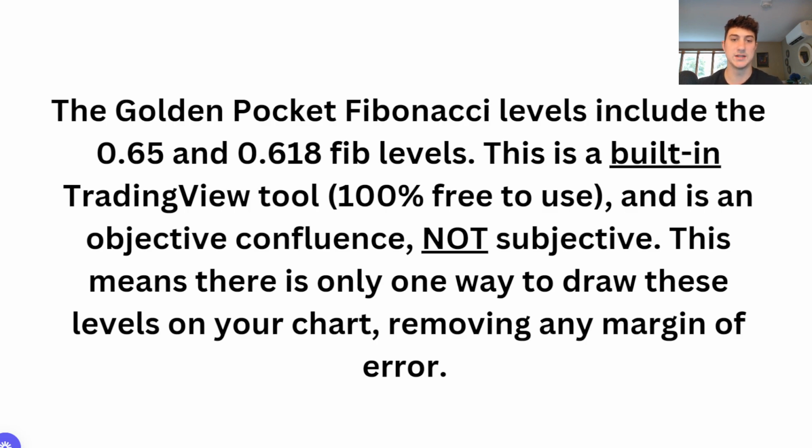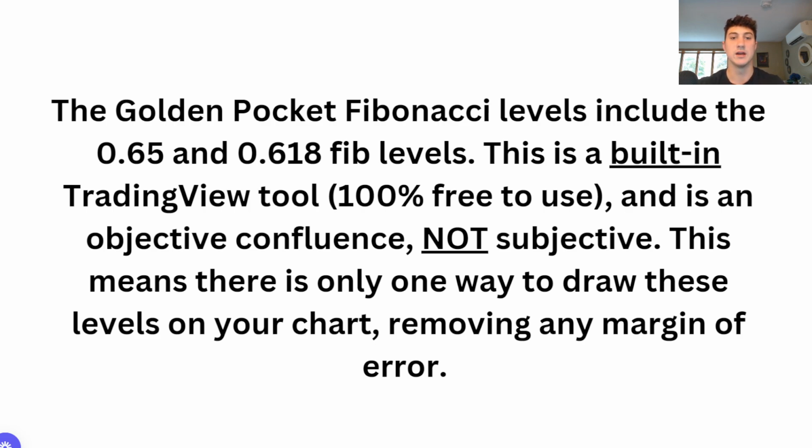So this is a built-in TradingView tool, right? So this is 100% free to use. And like I said, it's an objective confluence, not subjective. This means there's only one way to draw these levels on your chart, removing any margin of error. A lot of these confluences and strategy videos that you see on YouTube, there's many different ways you can use it. So that's not objective, right? That's subjective. With this, there is only one way to use the golden pocket fib.